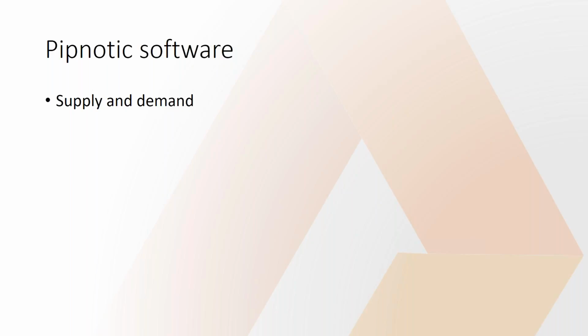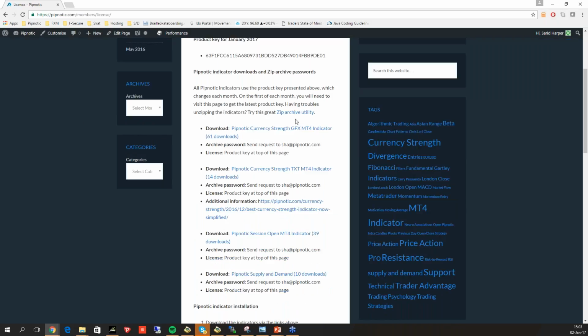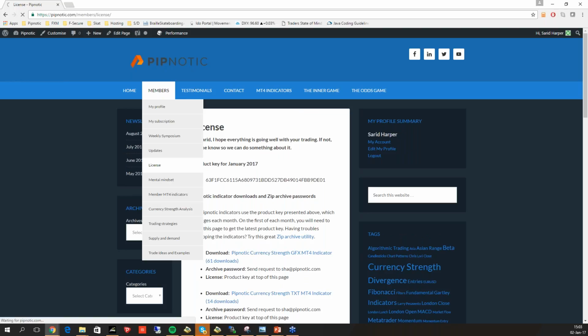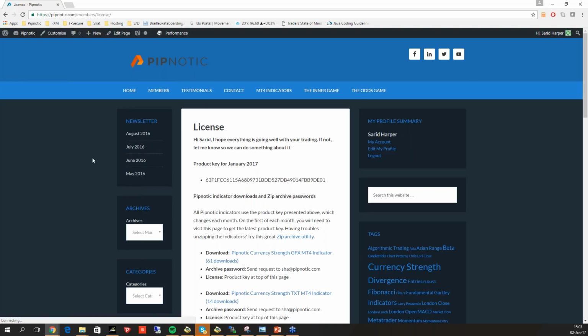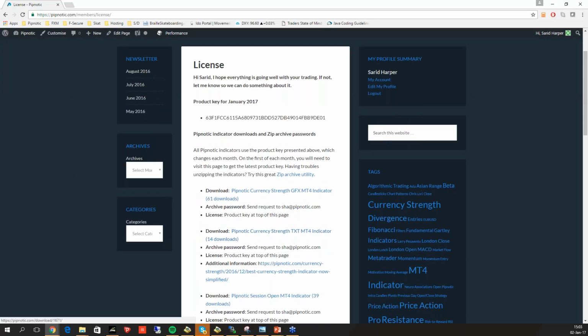Robert is asking, he says, I have the text version of the currency strength. How do I obtain the GFX version? Well, you can obtain the GFX version in the downloads here. If you go to the license page on the website, you'll see it just here at the top. Here you have the text version, and here we have the GFX version.